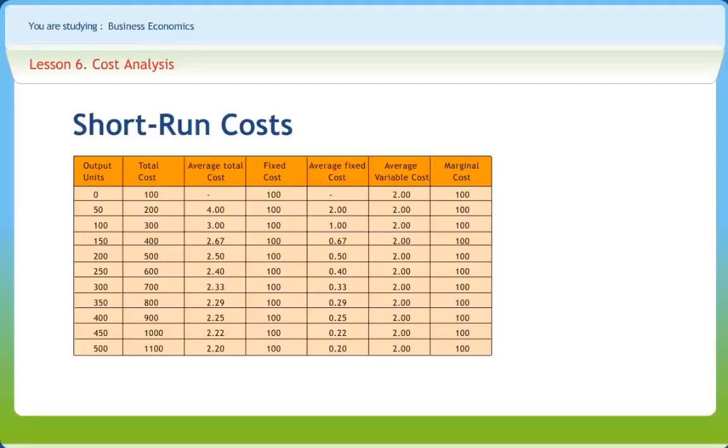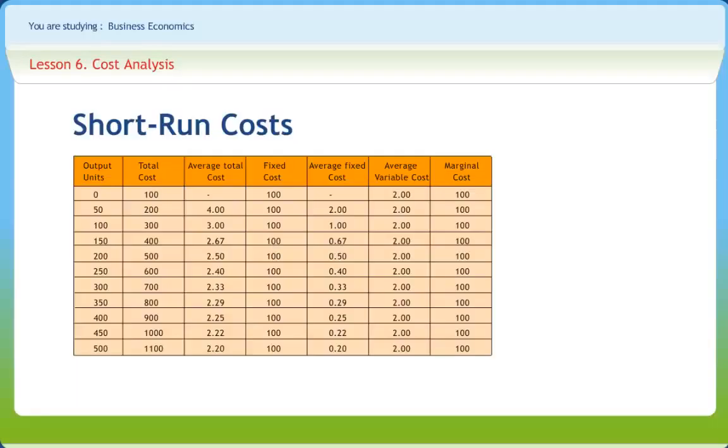Output is produced by combining the use of fixed factors and variable factors. In the long run, when all factors are variable, all costs are variable cost. But in the short run, the economists make a distinction between fixed cost and variable costs. The total cost of any output is the value of all the inputs used in its production. Cost, therefore, will rise or fall as the ratio of output to input changes.